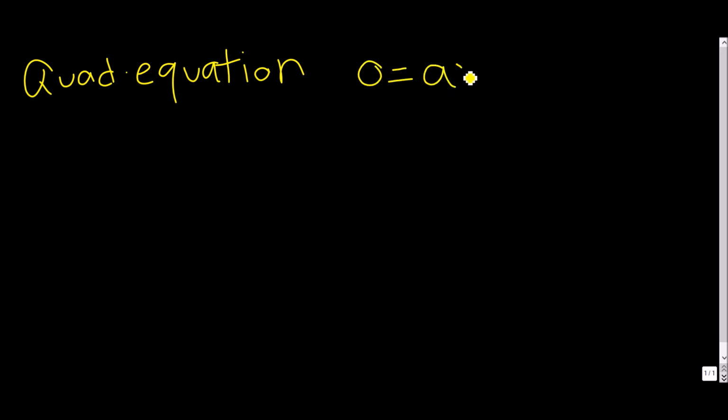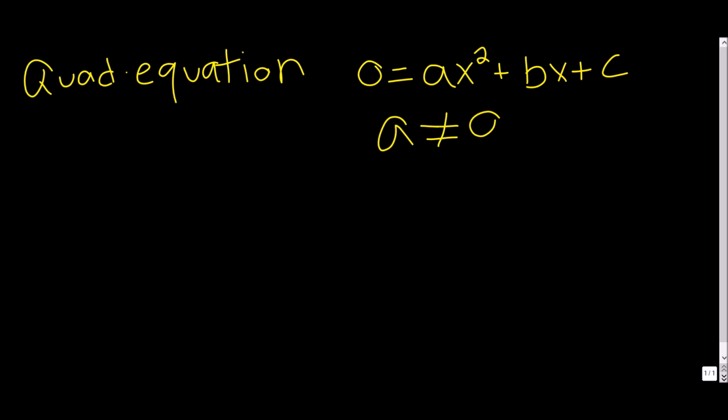Alright, so we're going to look at our vocabulary for Unit 1, and we start with the quadratic equation. A quadratic equation is going to be this: 0 equals ax squared plus bx plus c. This has only one condition with it, and that is a cannot equal 0. Okay, so we have to have a squared term.